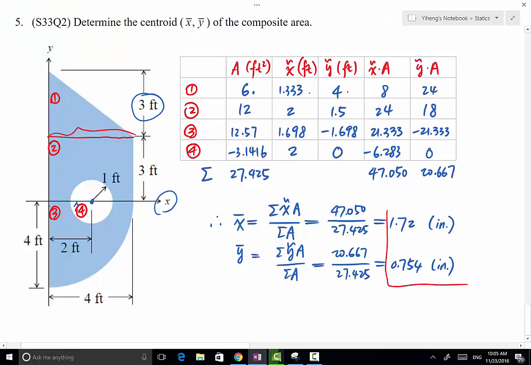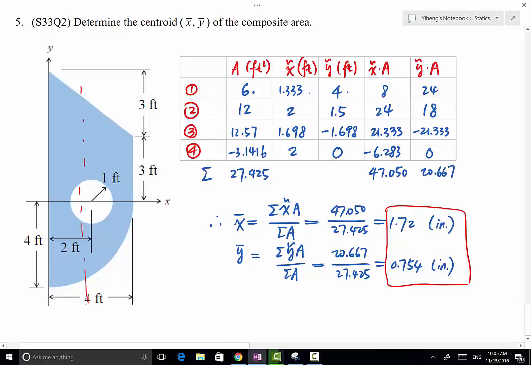So that's the centroid location for this composite area. Let's try to mark it on the graph to see if it's reasonable. So x bar is 1.72, it's less than 2 feet, so somewhere here. And then y bar is 0.754, which is above the x-axis, less than 1, so somewhere here. So this is the centroid location, C, 1.72, 0.754. So it looks like a reasonable location for the centroid.